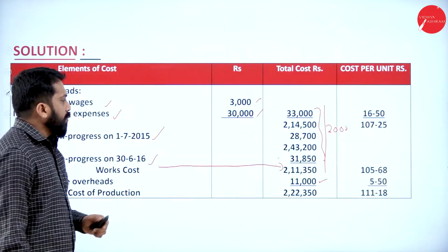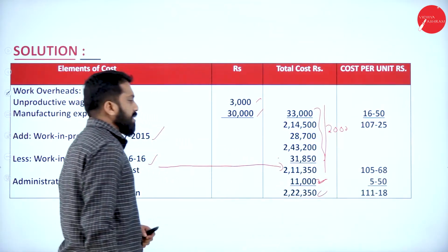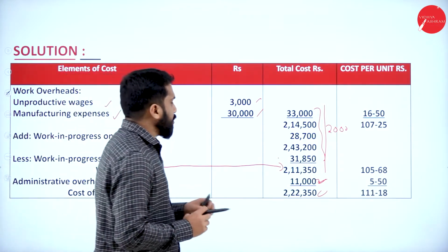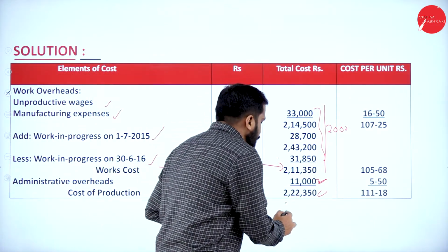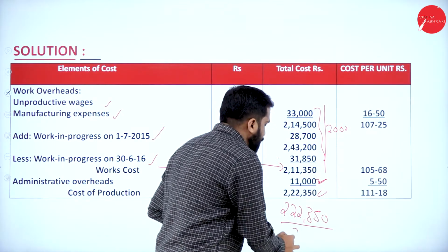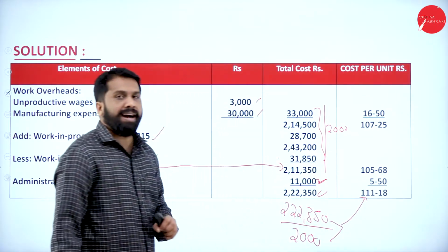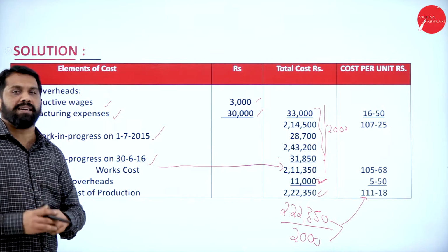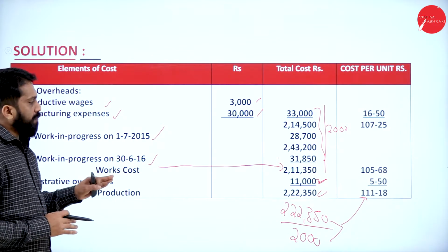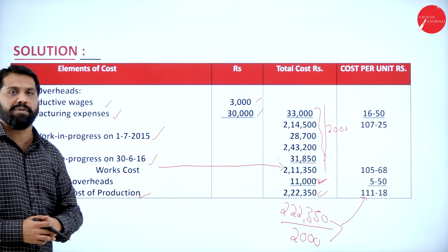Office and administration overhead, you got 11,000. Now, we'll consider 11,000. Your answer will come around 2,22,350. What is your final answer? Your final answer, you got 2,22,350. 2,22,350 divided by 2,000. What you will get? That is 111.18. Up to this, any doubt? No doubt. Hopefully you understood. Up to this, we call it as cost of production.